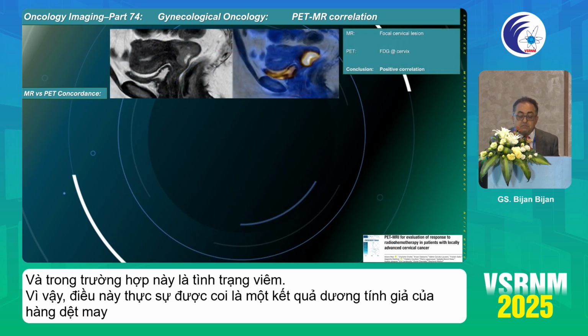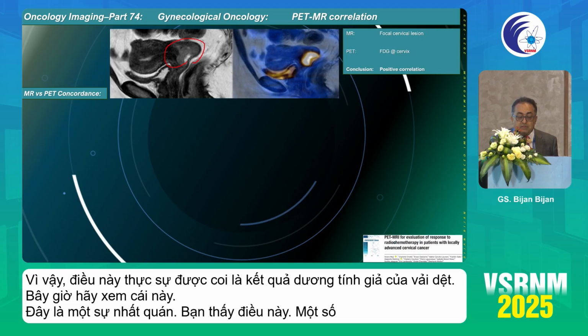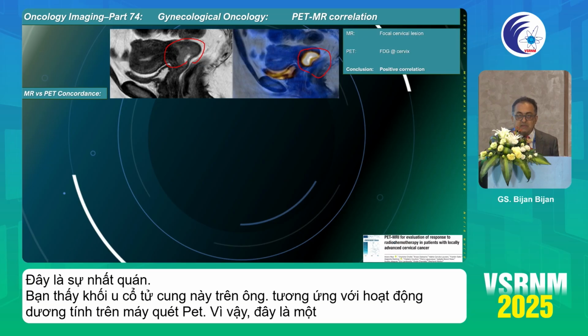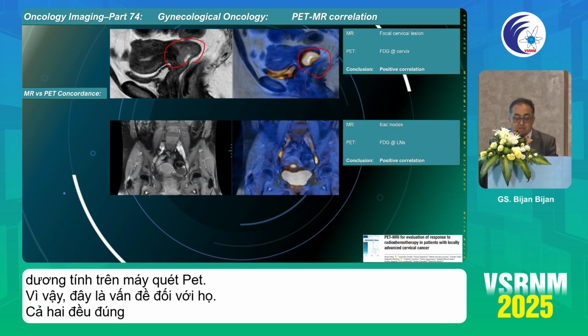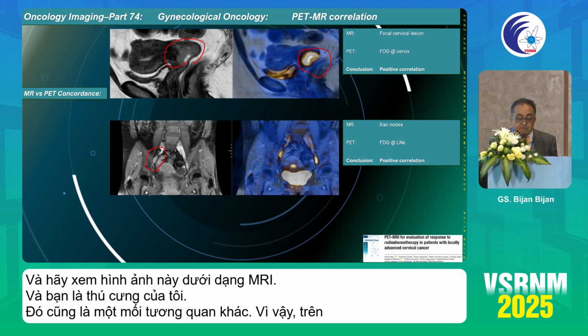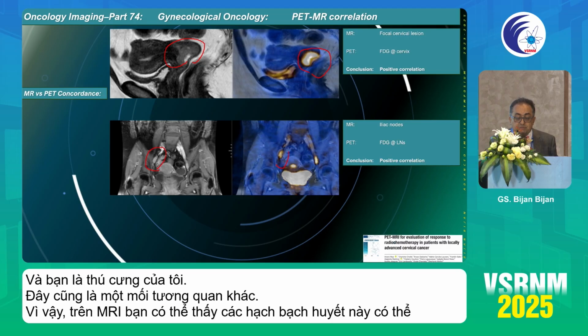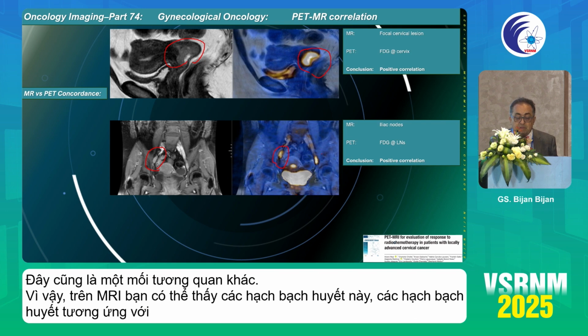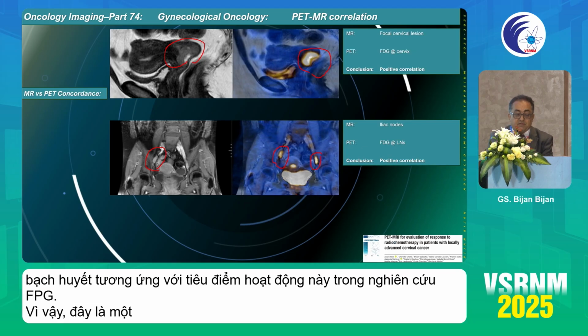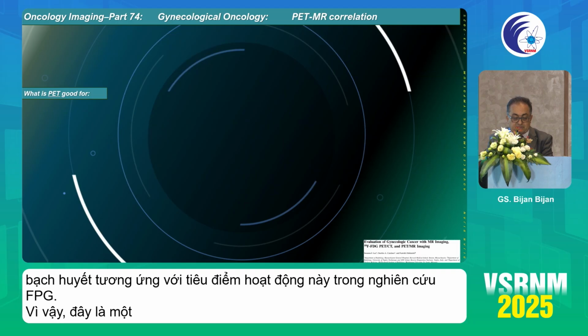Now, take a look at this one. This is a concordance. You see this cervical mass on the MR, which corresponds to the positive FDG activity on the PET scan. Both of them were correct. This patient had cancer. And take a look at this one on the MR and the PET. It's also another correlation. On the MR, you can see these pelvic sidewall lymph nodes, which correspond to this focus of activity on the FDG study. So this was a concordance, both of them positive.